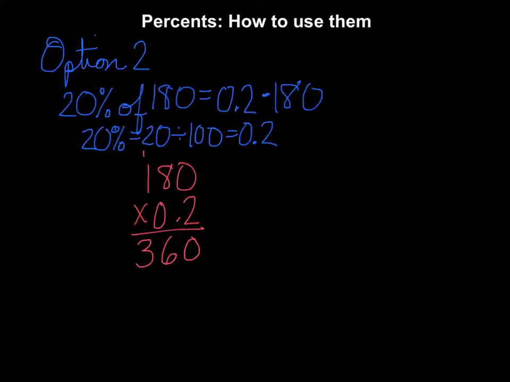Now remember, when we're multiplying decimals, we need to count up all the decimal places. So 180 does not have any decimal places, but 0.2 has one decimal place, which means my answer needs to have a grand total of one decimal place, making this 36.0, or if I simplify that, the answer just becomes 36, just like in option 1. And that's how we do option 2.